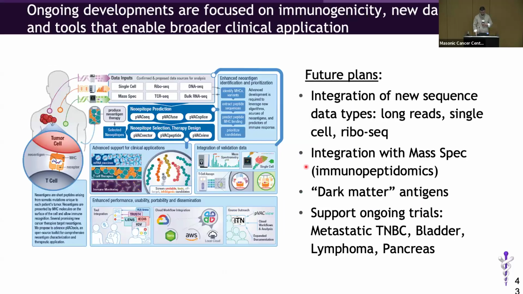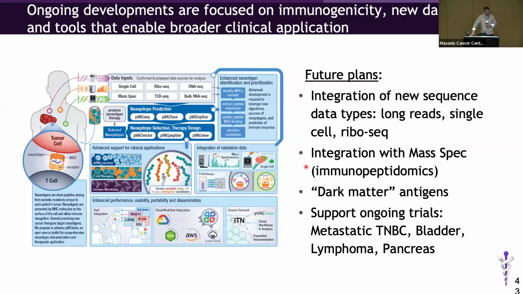Okay, so that's the end-to-end process. We think that there's lots of room for improvement. Our ongoing developments are quite focused on immunogenicity as the least well-represented data in our prediction algorithms, because it's the hardest to generate.